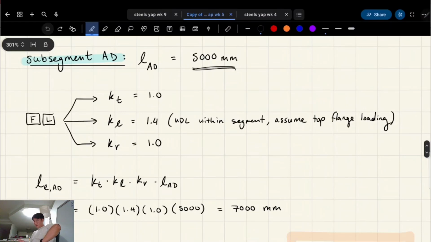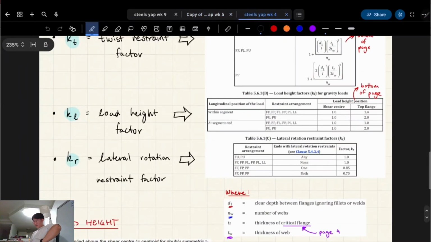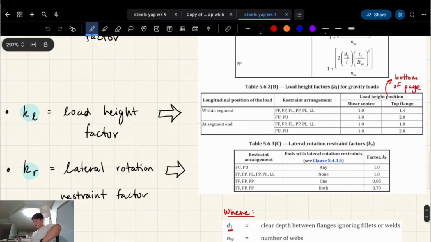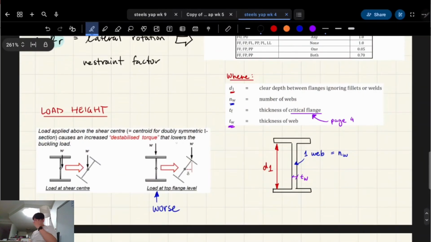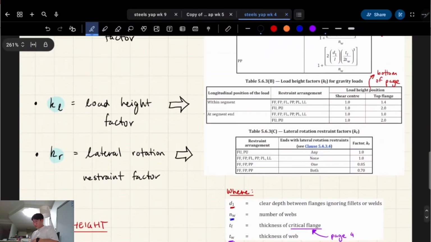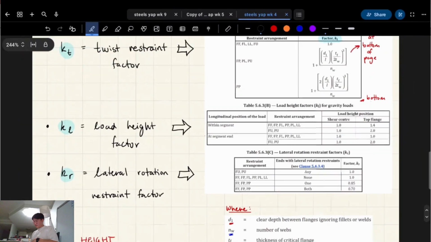Sorry, we haven't talked about KL yet. KL is the load height factor. This one's quite important because it will usually affect your calculations by either 1.4 or 2. So it's making the length much longer than it actually is, because we're assuming that the load is applied at the top flange. That's the eccentricity thing. That really affects the effective length, and then it will depend on the restraint arrangement as well.